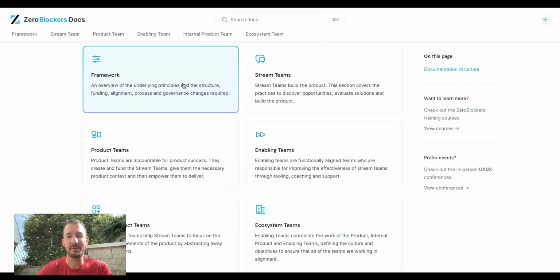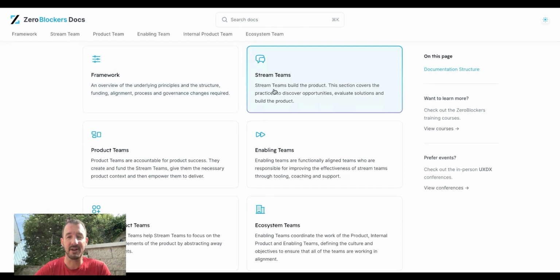The first is the framework. This defines the principles that underpin the framework, as well as the core areas of structure, process, funding, governance, alignment for how the framework works and how you can scale it across the organization. The next 5 areas go into detail about each of the 5 different team types and how they work.